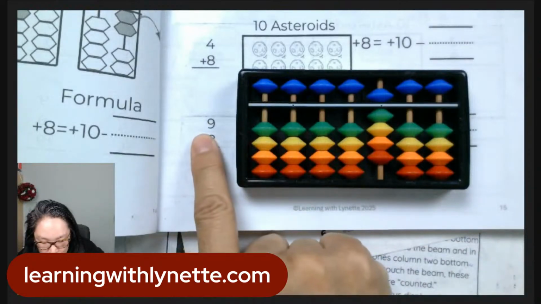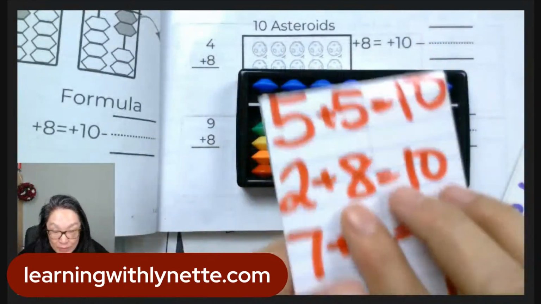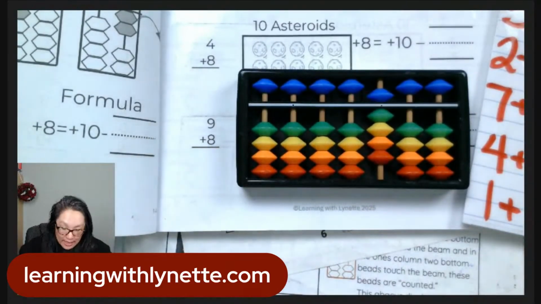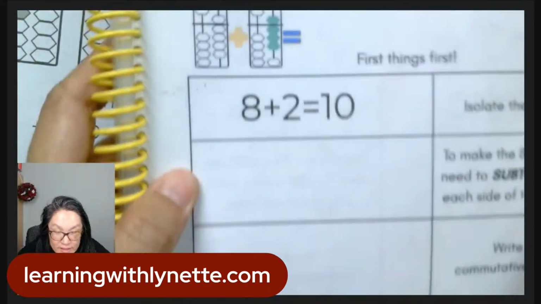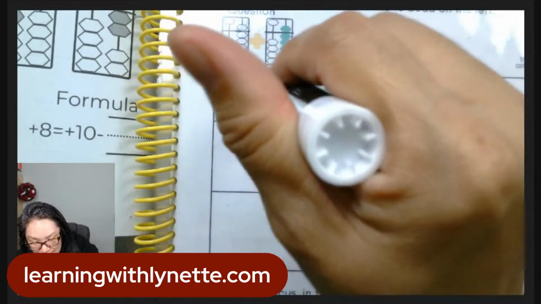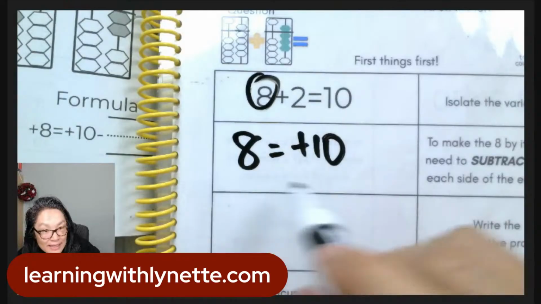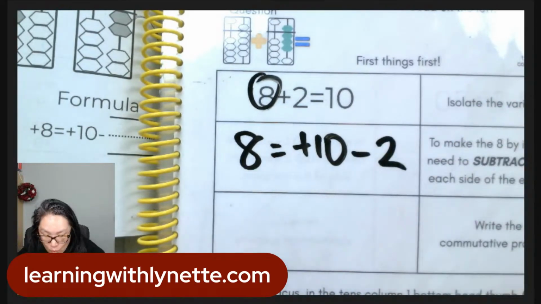Okay. So what we're going to do is we notice that we want to add the 8. Again, we're looking at the add-in. When we look at the add-in, this is our addition sentence. We have 8. We're going to isolate the 8. When we isolate the 8, we want to plus the 10. But this again is not balanced. So we're going to minus the 2.